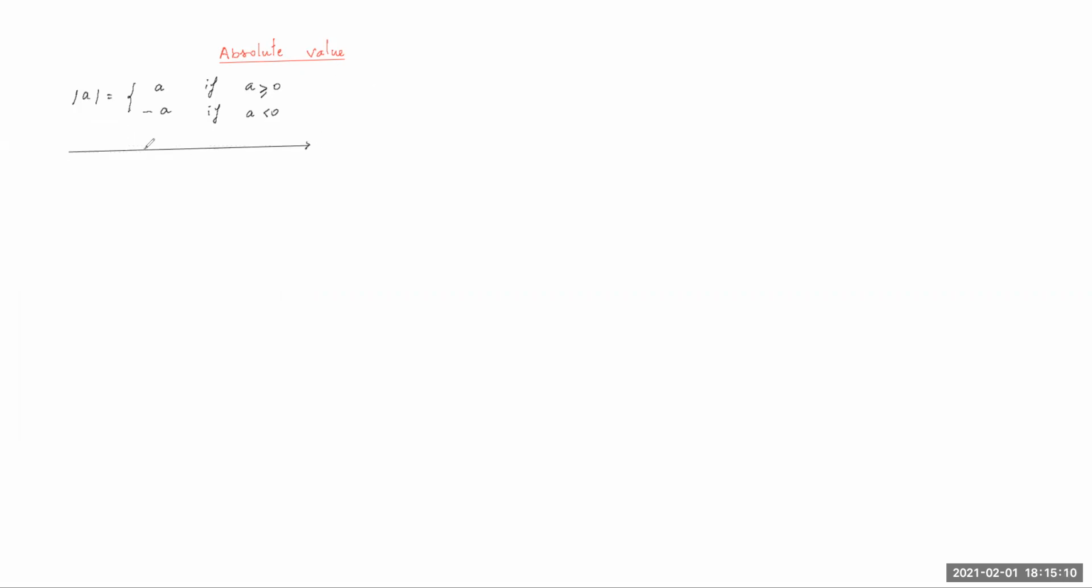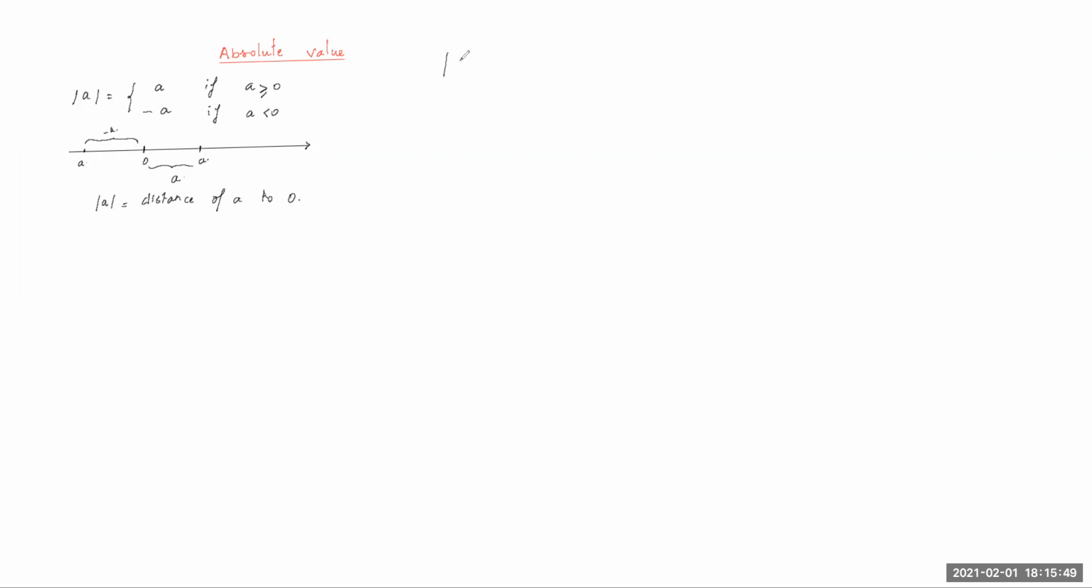So if you have the origin here and A is, for example, positive, then the absolute value is the number A. Now, if my number A is negative, we take minus A, and minus A then represents something positive, and it represents this distance always. So the absolute value of A is the distance of A to 0. This is the meaning.